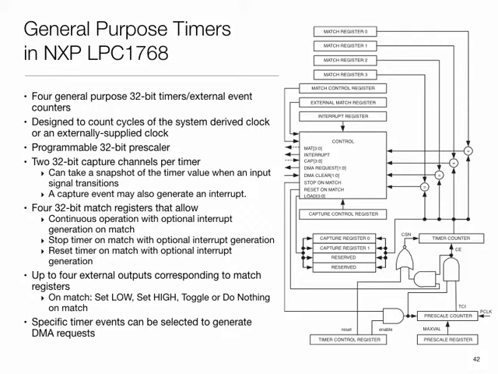Then for each timer, there are a couple of capture channels, and these get used if you want to timestamp an external event. You want to know very precisely when the edge came. You can tell a timer to monitor a pin, and whenever the pin makes a transition, you can capture the timer value.